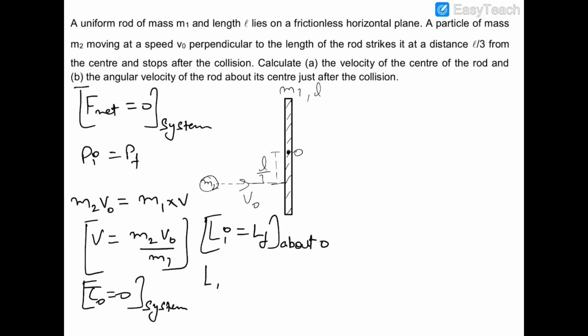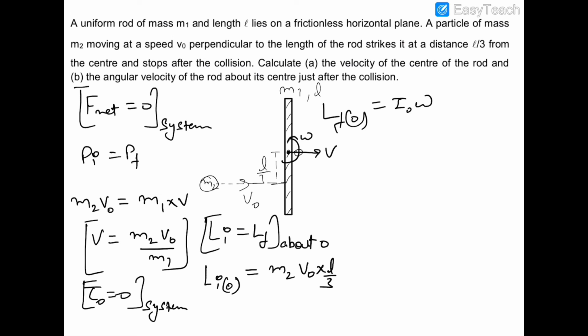So initial angular momentum about O was m2 v0 into L by 3, and the final angular momentum about O is, let's suppose this rod is moving with V and it is rotating with omega, so finally it is I omega, and the angular momentum mvr will be 0 because V itself passes through the center. So L final about O will be I omega, where I is m L square by 12.